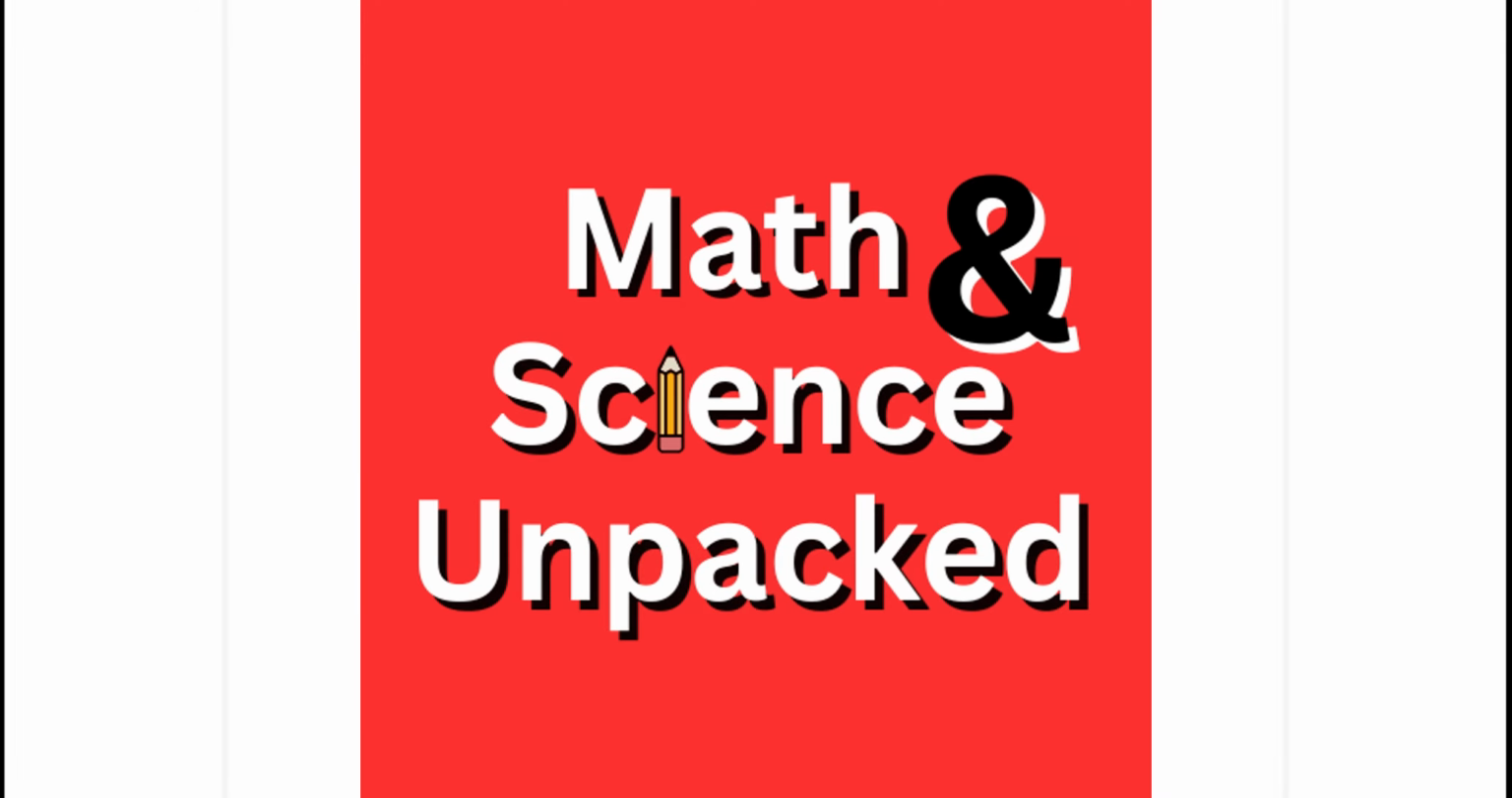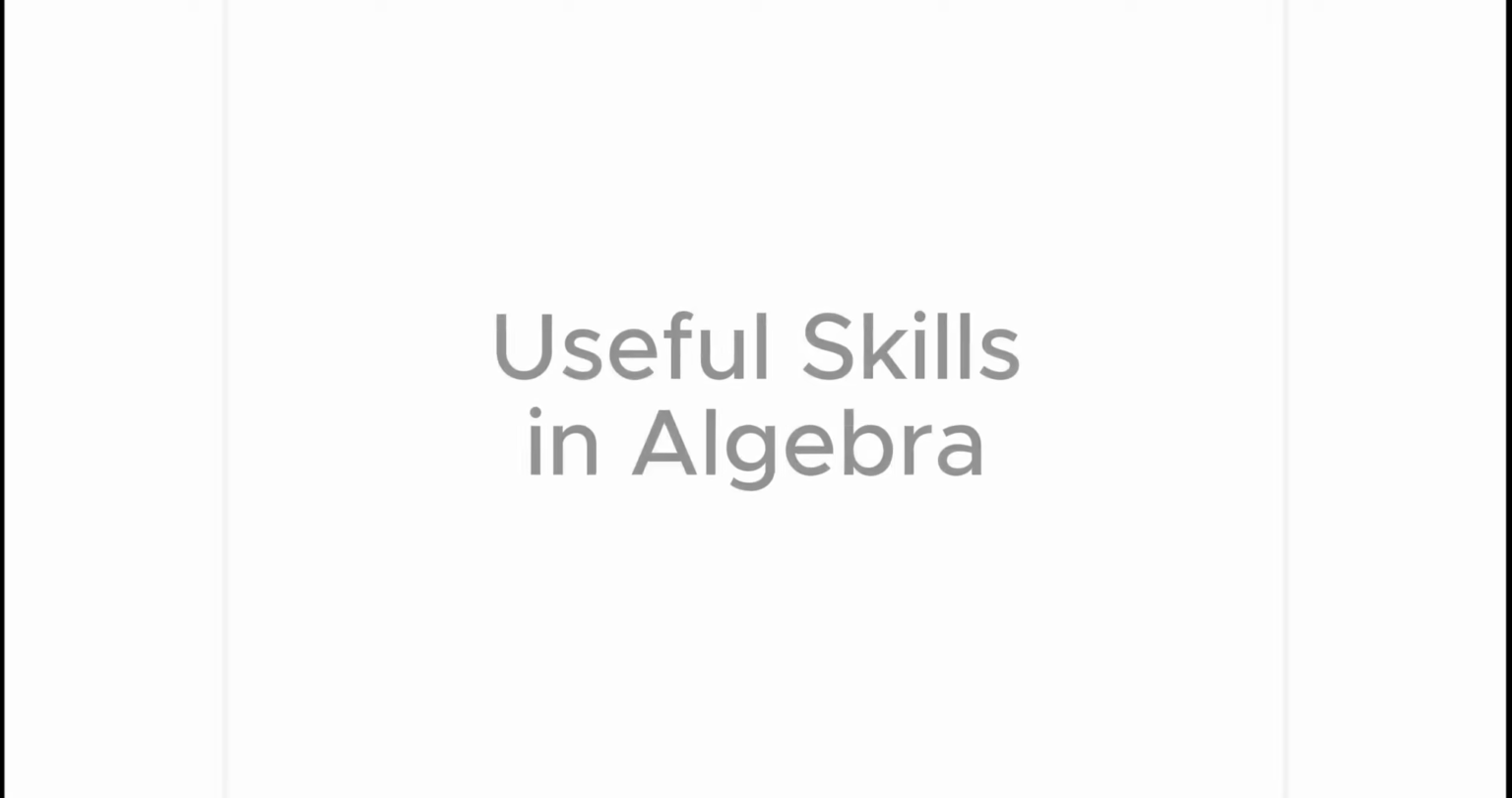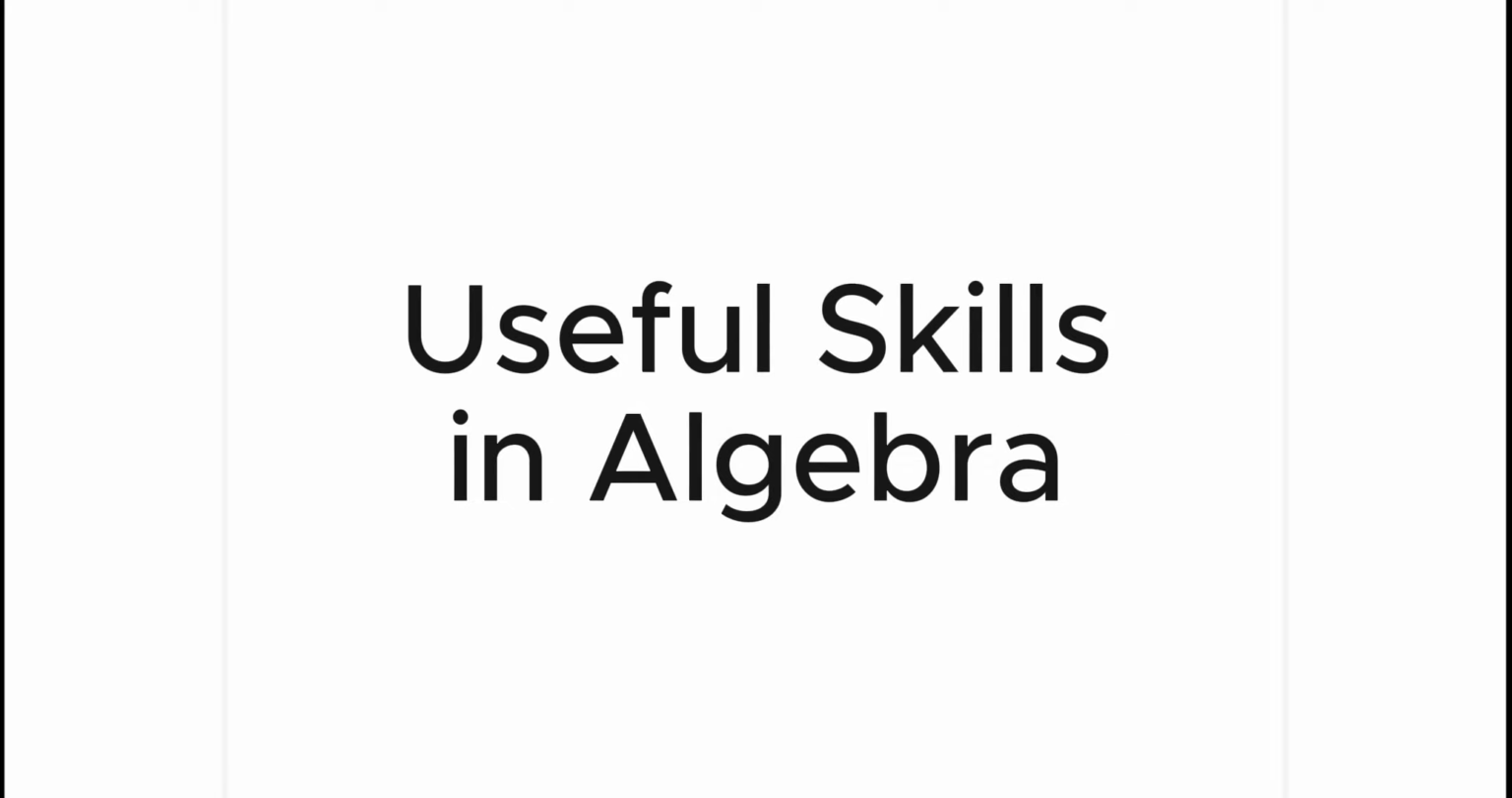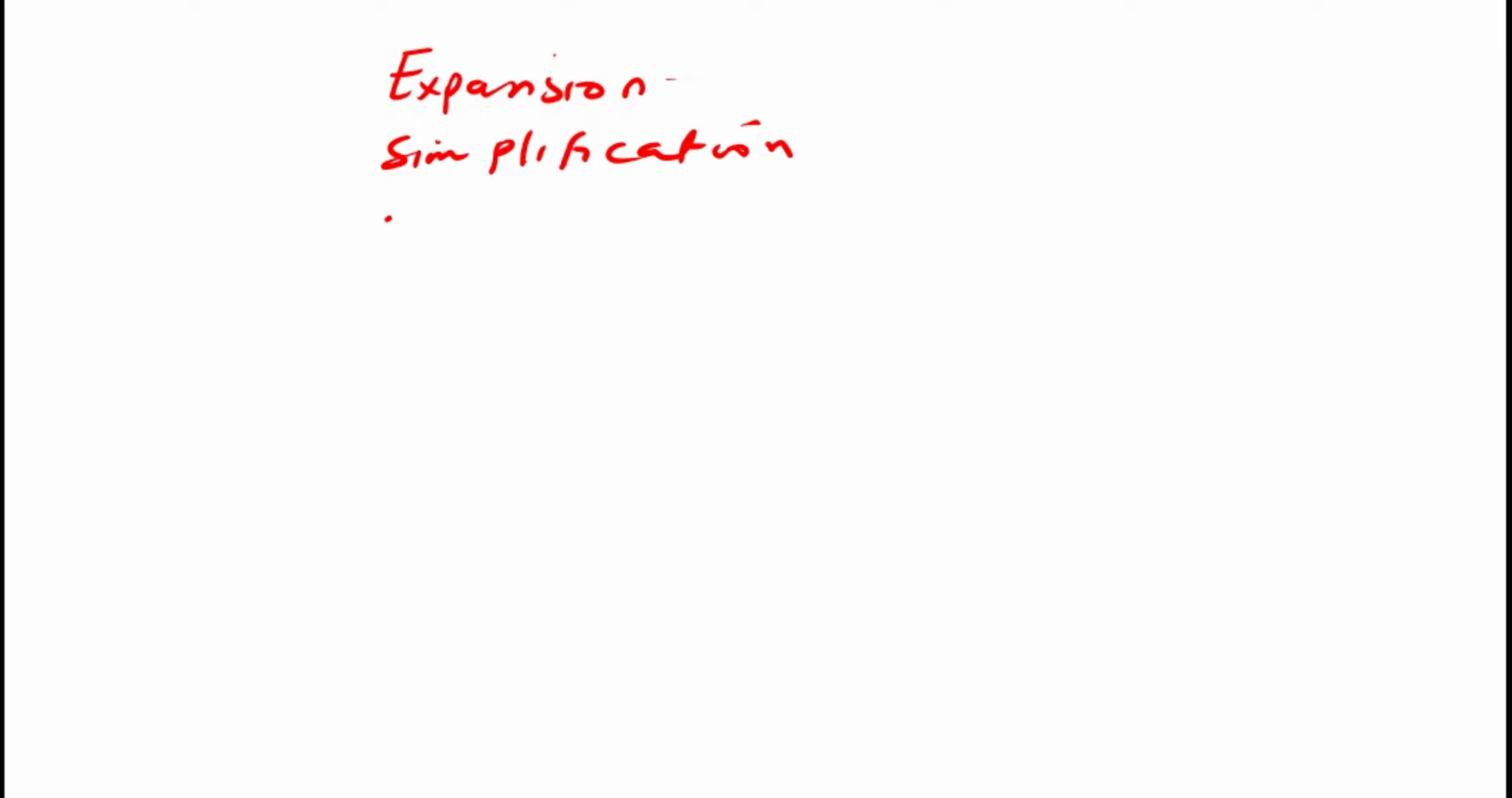We have been looking at the major topic algebra. In our last couple of videos, we have discussed extensively some things we need to know about algebra. Then we started with some of the useful skills that you need to be able to do in algebra. So, for instance, we looked at expansion and simplification. Before then, we looked at substitution.